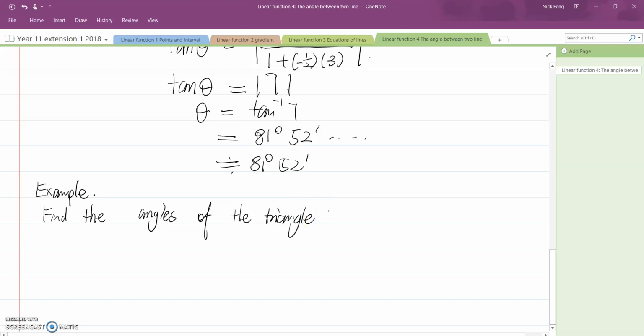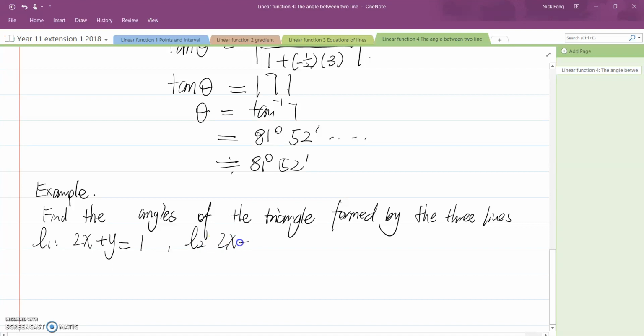Triangle formed by the three lines L1, which is 2x + y = 1, L2, 2x − y = 5, and L3, x − 2y = 8. Correct to the nearest minute.